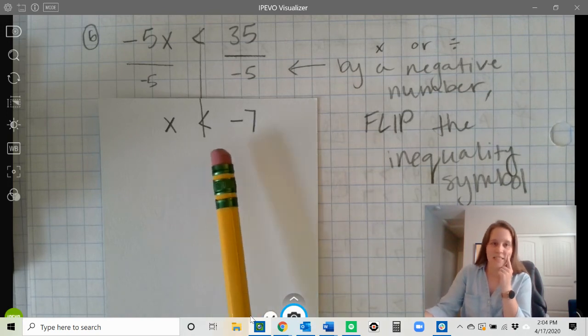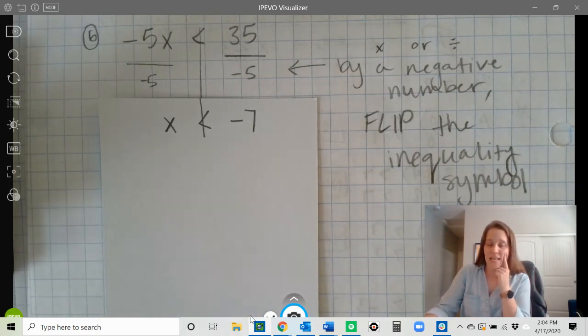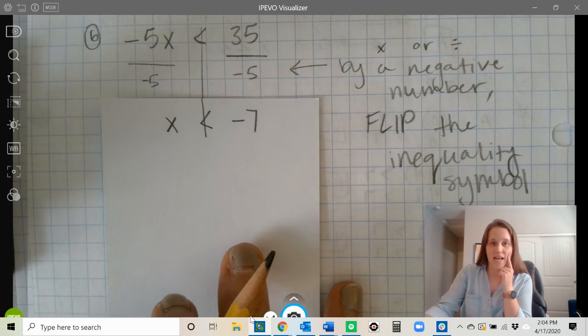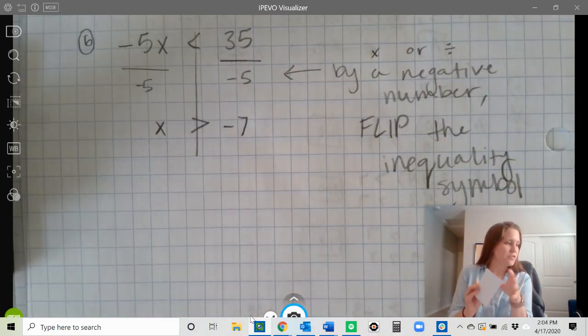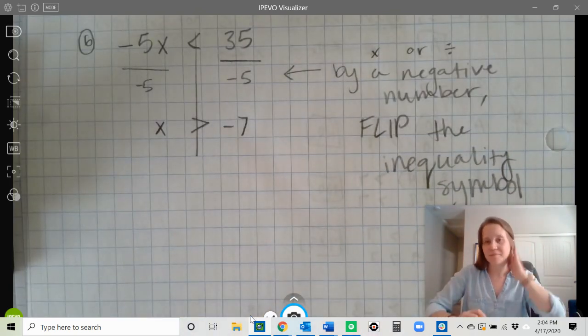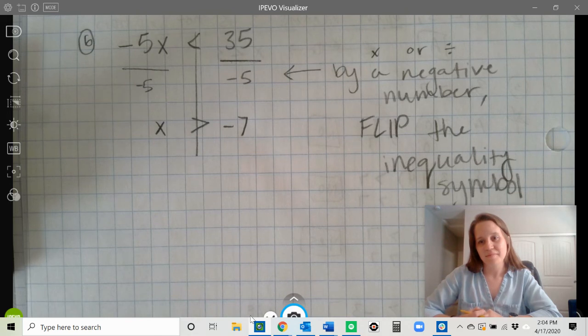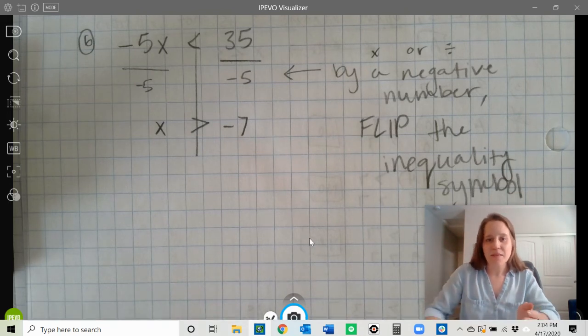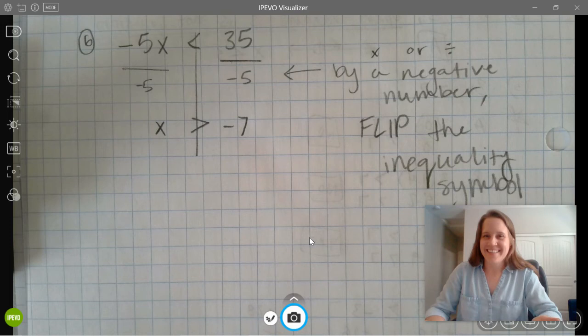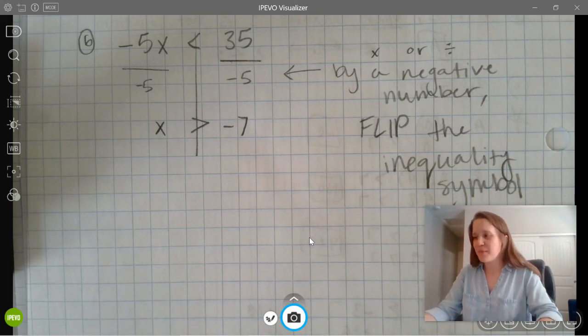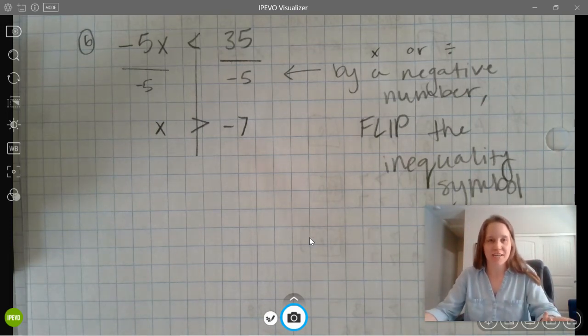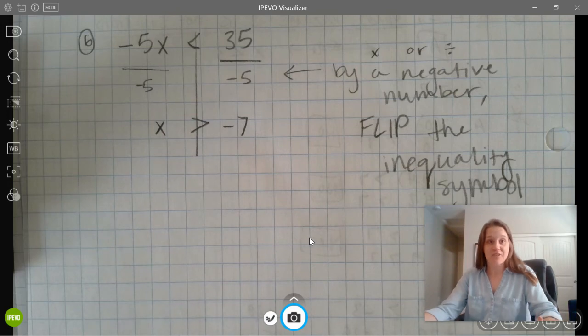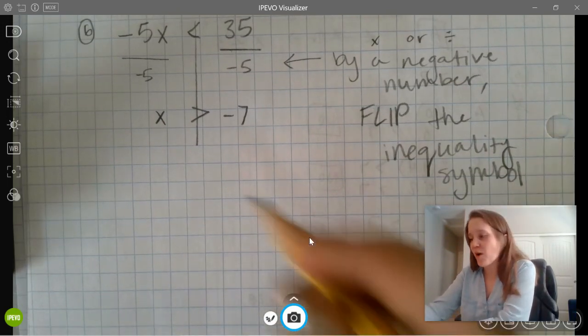So this is the incorrect answer. X is not less than -7. Actually, x is greater than -7. Okay, you might be thinking, why do I have to flip here, but in any of the addition or subtraction inequalities I didn't have to? And I would love to show you why.